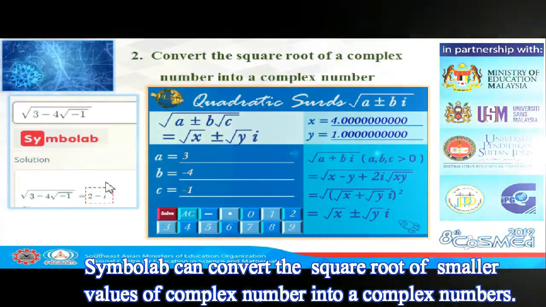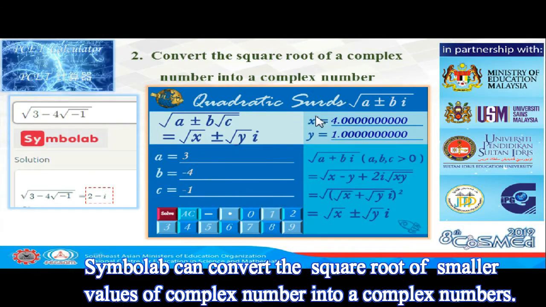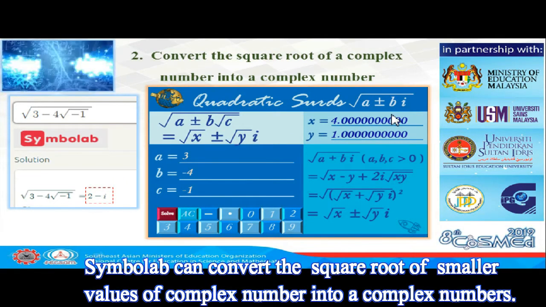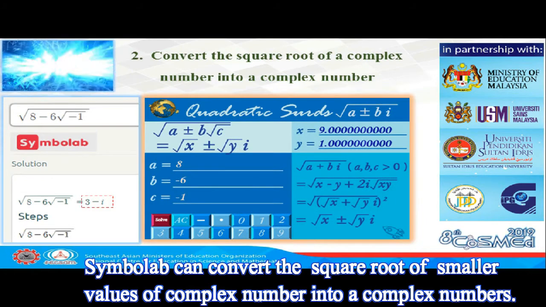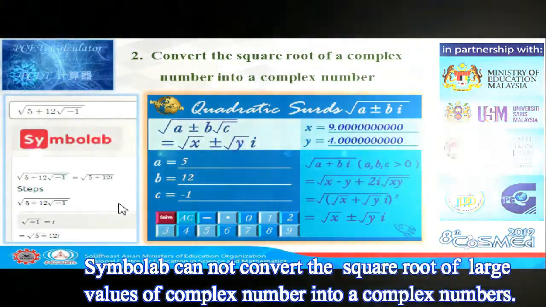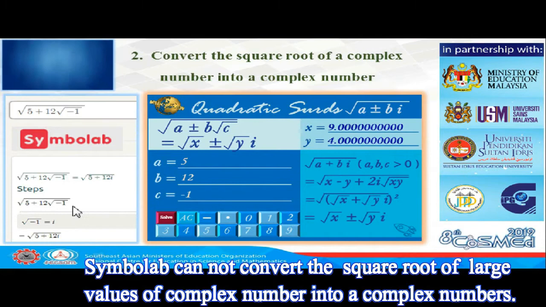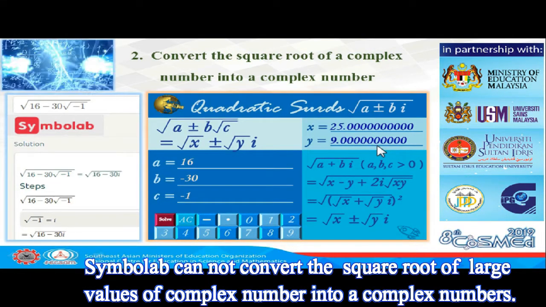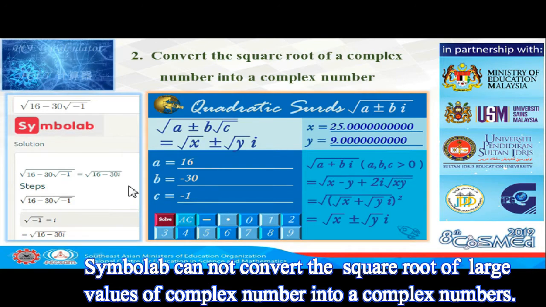Symbolab can convert the square root of a smaller complex value to a complex number. Of course, you can also use the PCET calculator. However, for larger values, Symbolab cannot convert the square root of a complex value to a complex number. We can see that the PCET calculator can convert the square root of a larger complex value to a complex number.